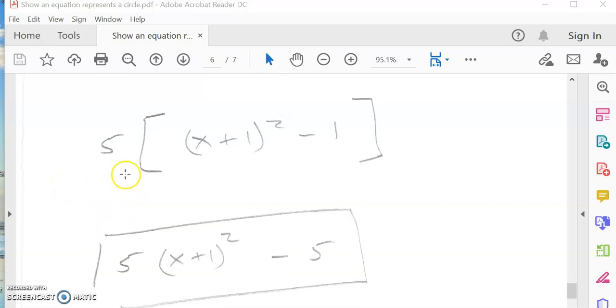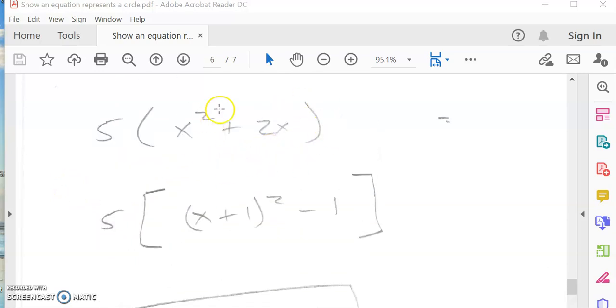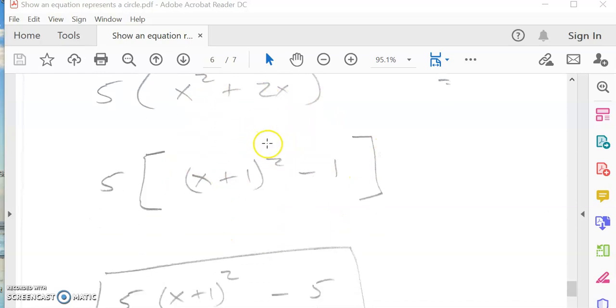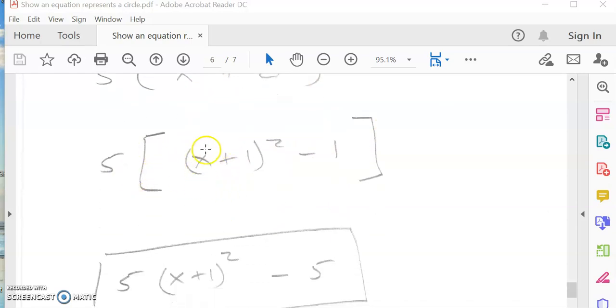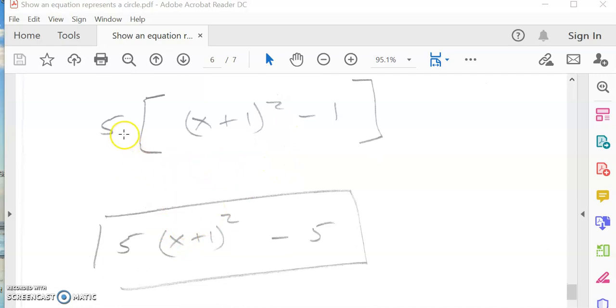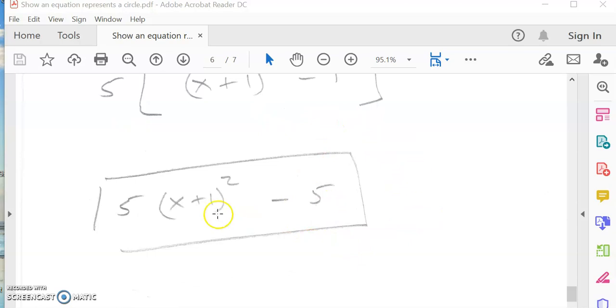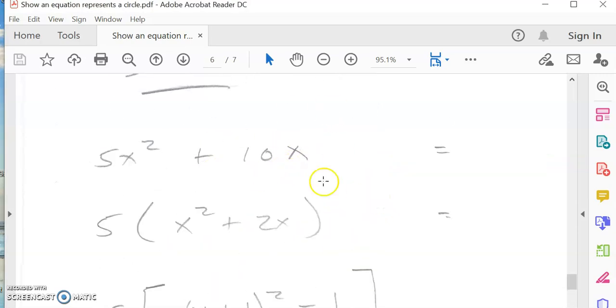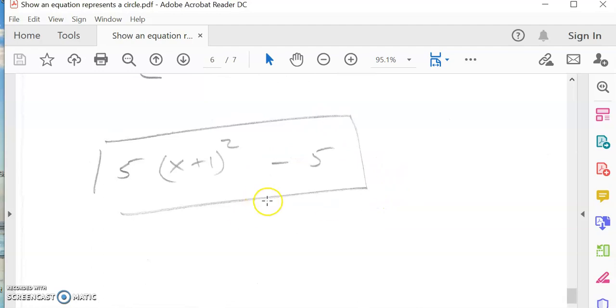Okay, so now that I've got this equal to this, I'm going to multiply it out. So it's 5 times this first term, there it is, and then 5 times the -1, which is -5. So here's my final result. If you multiply this out, you will see that this right here is exactly equal to this. And the reason we're doing this is because this, as we saw a moment ago, is very, very close to what I need to make this standard form of the circle.